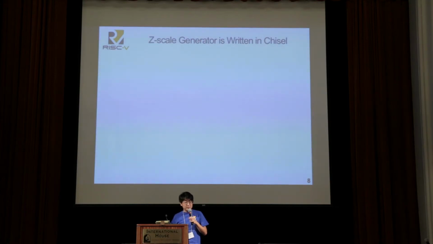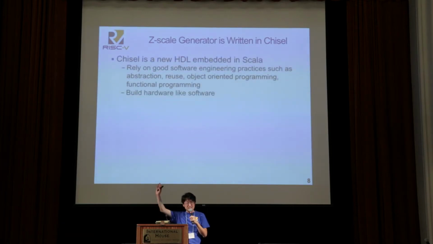Fortunately, and for some people, unfortunately, Zscale Generator is written in Chisel. Does everyone know what Chisel is? Okay, here's a 30-second version of it. Chisel is a new hardware description language embedded in Scala, a modern programming language, and it's been developed at UC Berkeley. It's open sourced. Chisel is not HLS. We're just trying to productively put down registers and muxes using a modern programming language. So we rely on good software engineering practices such as abstraction, reuse, object-oriented programming, functional programming, and tongue-in-cheek, we build hardware like building software.